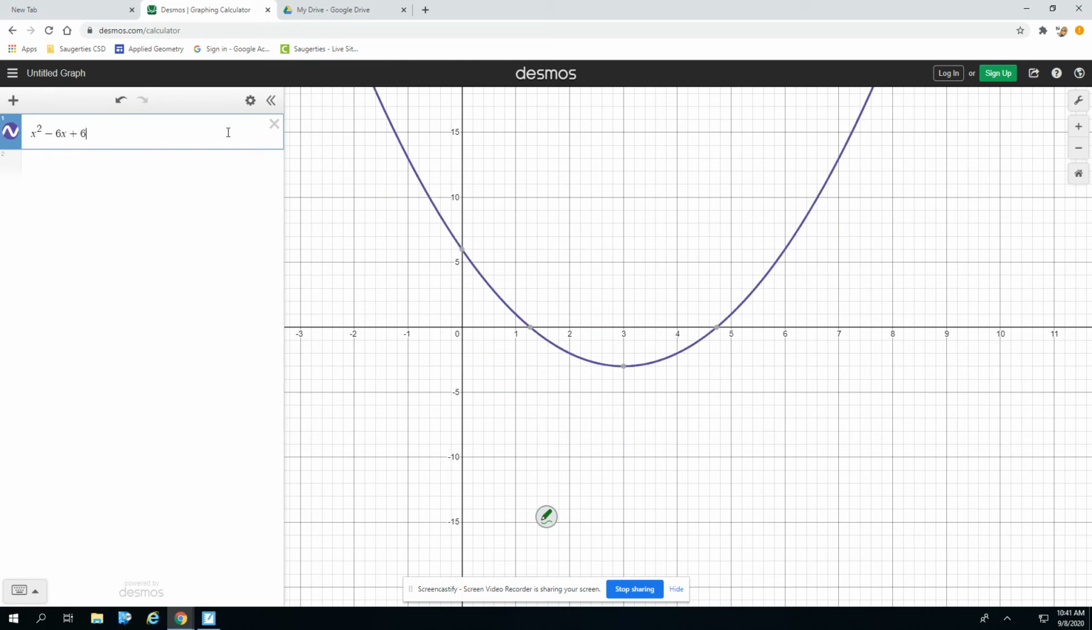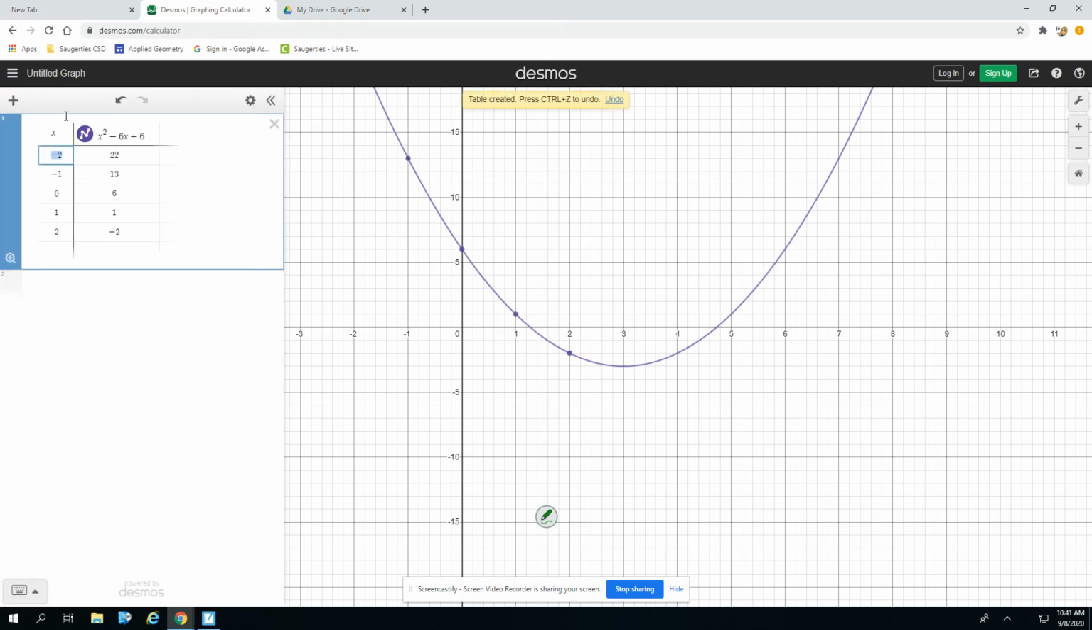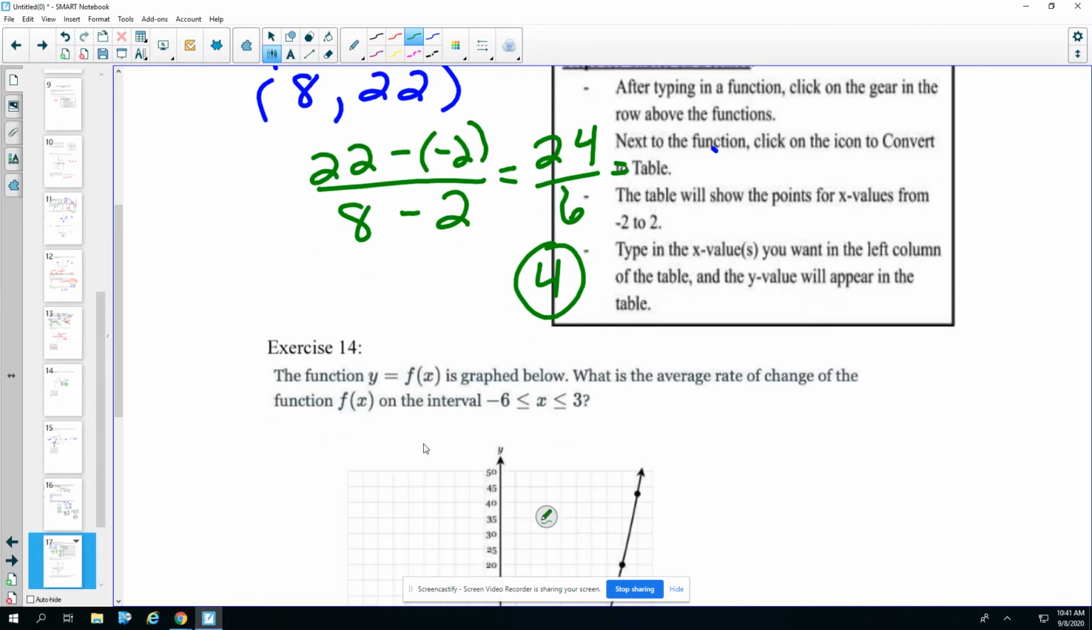So to convert it to a table, we're just going to click on this gear, okay, and that's going to pop this up, and then right here is convert to table. So it's gear and then this button to get your table, as we did before. So let's move over to the last question.